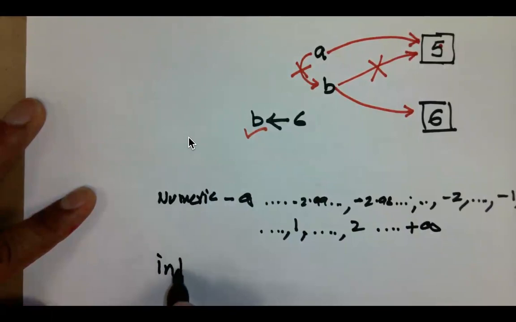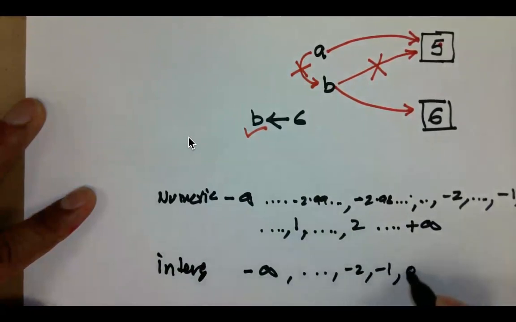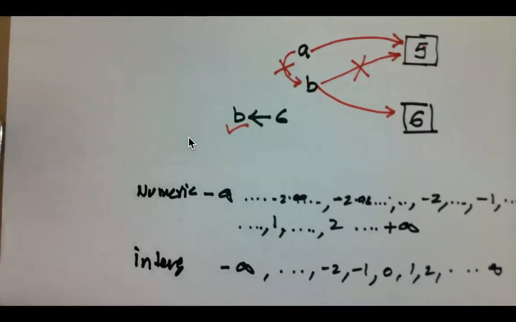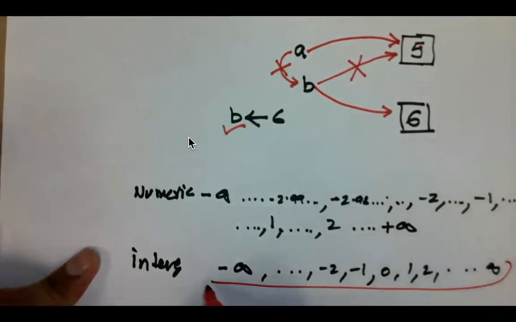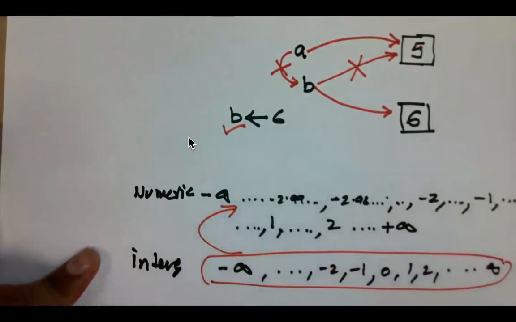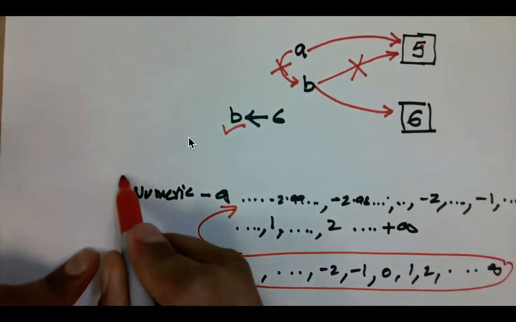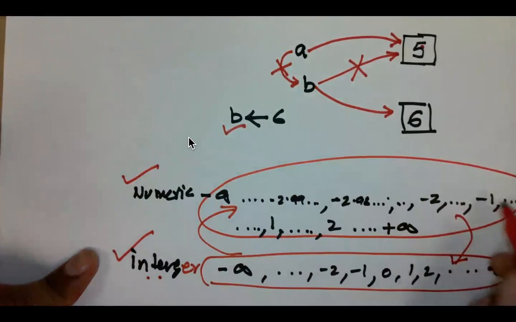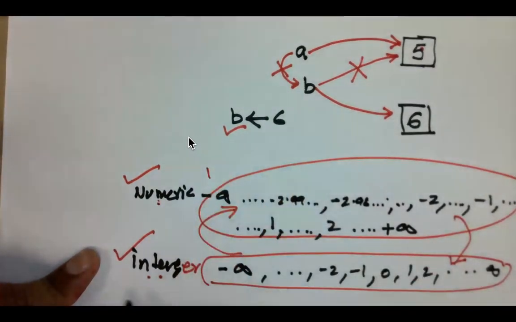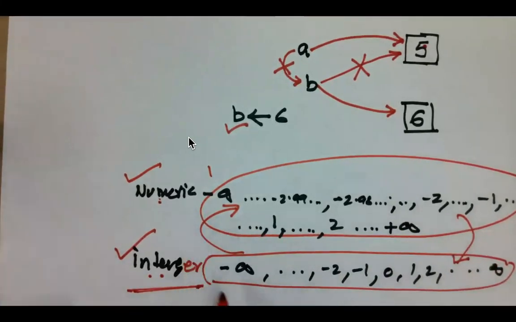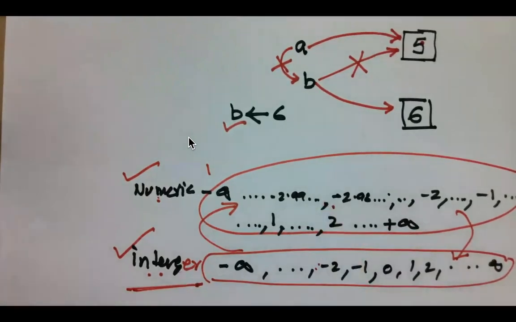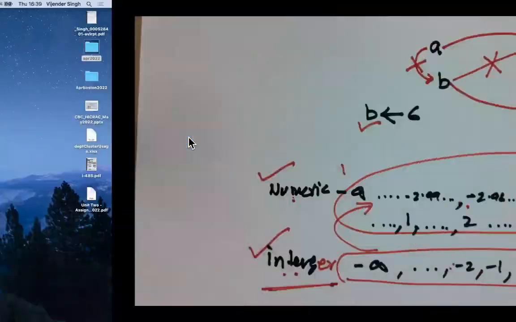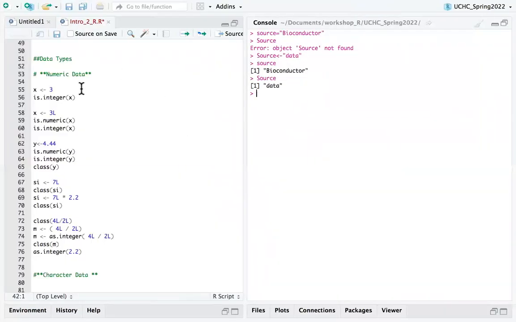Whereas the integers are of the type negative infinity, dot, dot, dot, minus 2, minus 1, 0, 1, 2, and up to infinity. So if we think about it, all the integers are part of the numeric data, right? All the data which are integers are also numeric because they belong to both classes. But not all numeric data are integers. So by default, numeric data are not integers. It's like a set situation: one is a superset, another is a subset of the other.